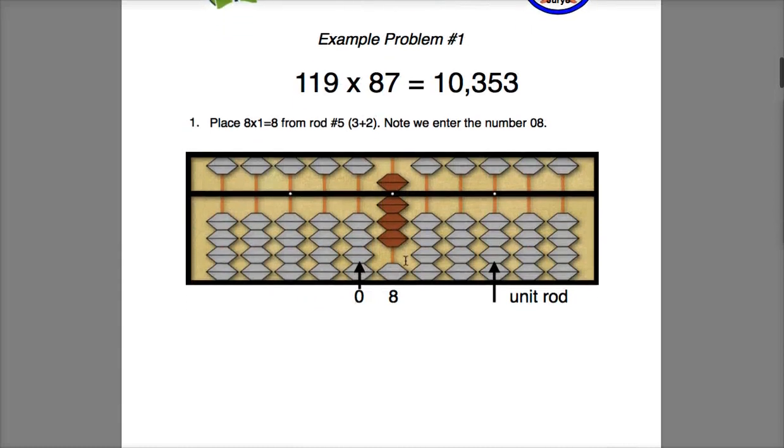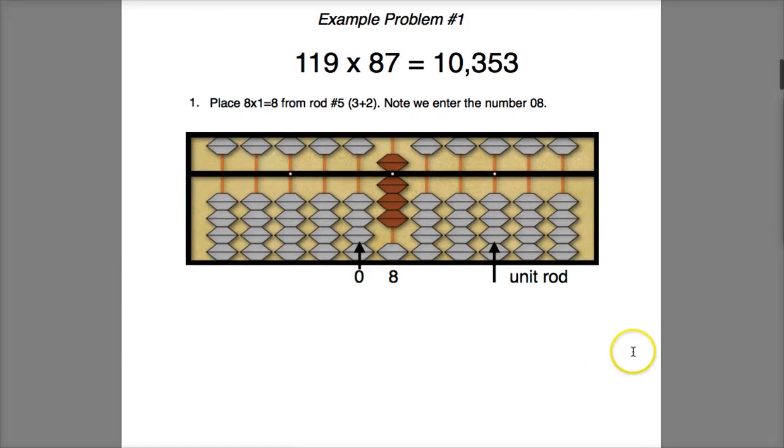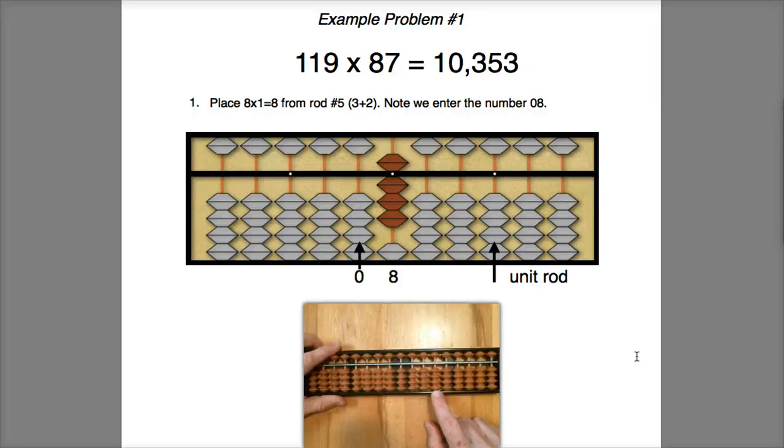Okay, so let's jump into a first problem here. We're going to look at 119 times 87. So I have 3 multiplicand digits plus 2 multiplier digits for a total of 5. So if I choose this as my unit rod, I go 1, 2, 3, 4, 5. And this will be my starting location to enter my first factor.